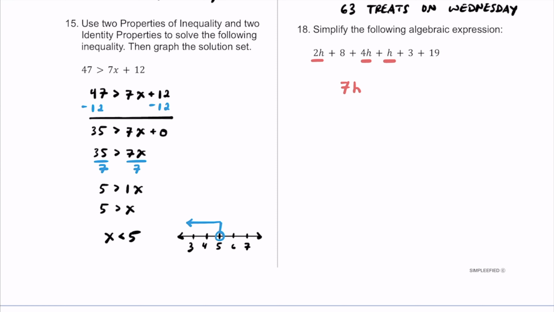And then if we go ahead and take the constants of an 8 plus 3, that's going to be 11. 11 plus 19 is going to be 30. So we have plus a positive 30 here. Okay, so that would be this algebraic expression simplified.